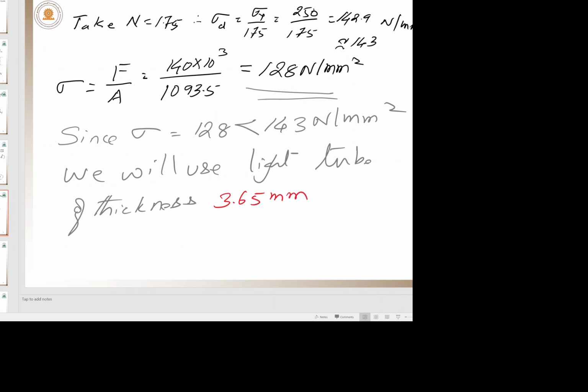Clear now? It is not necessary that you use the thick tube. The thin tube is okay for me because it meets my purpose. Even with the factor of safety, my allowable stress is 143 megapascal, and I have 128, which is less. So it's okay for me. Clear now? So like this, you have to just do it.